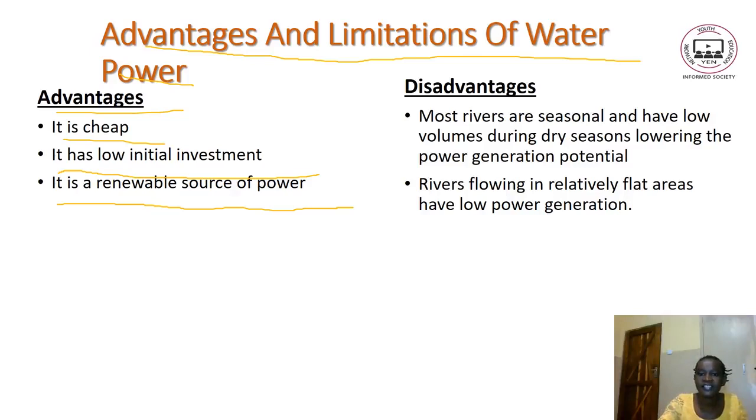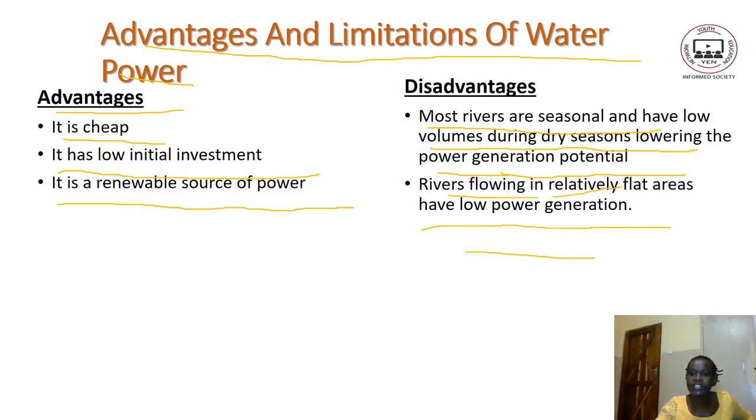The disadvantage might be most water sources, more especially rivers, are seasonal and may have low volumes, more especially during dry season. Low or no water at all during dry season, therefore lowering the power generation potential. And also rivers flowing in relatively flat areas have low power generation.